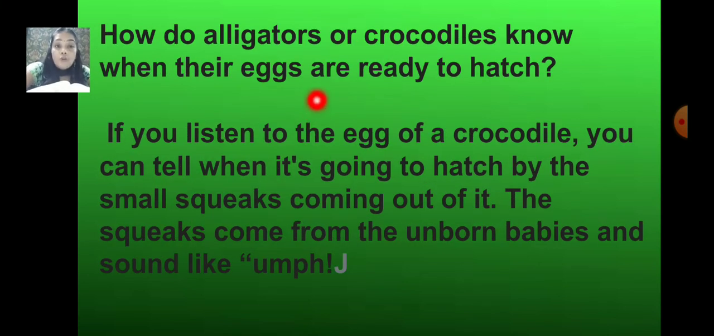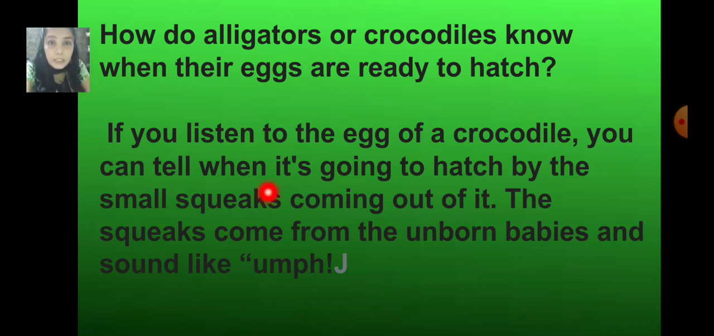Now, how do alligators or crocodiles know whether their eggs are ready to hatch? Now, what are alligators or crocodiles? They both are crocodilians, but they look a little different. Alligators' mouths are a little sharp and crocodile mouths are U-shaped. Okay, that is the difference between these two. So how do they know? How do these alligators, yeah, crocodiles know if the eggs are ready to hatch?